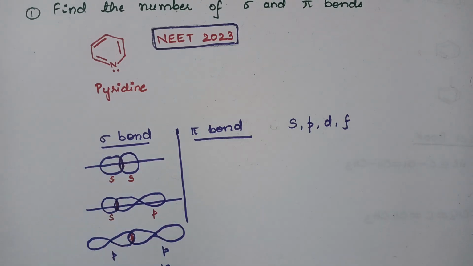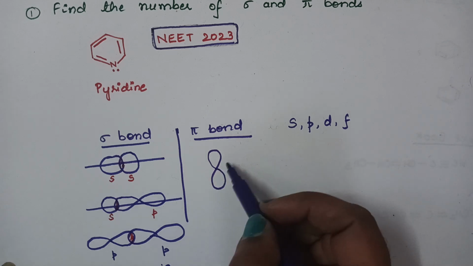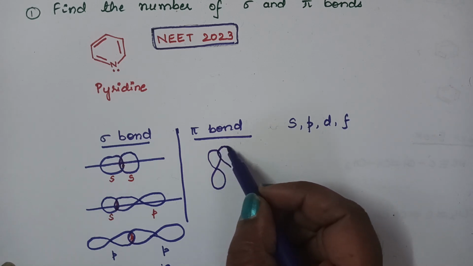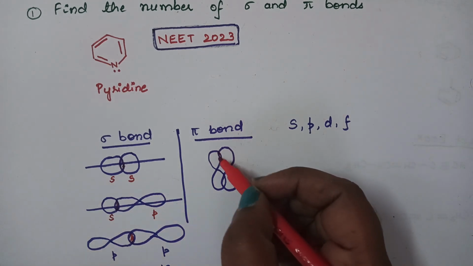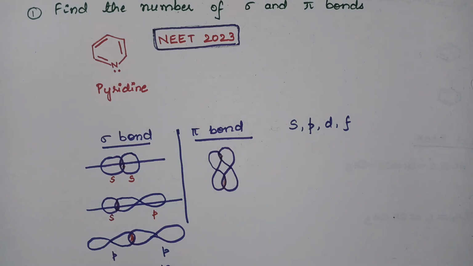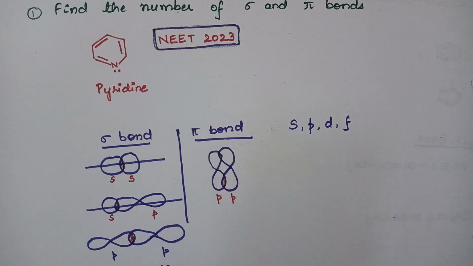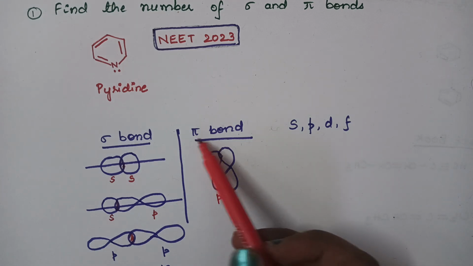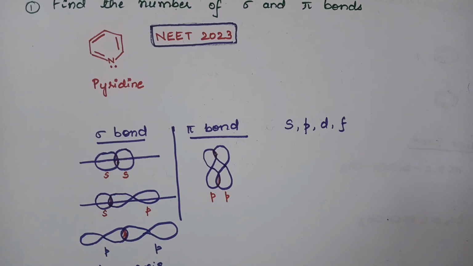Coming to the pi bond, how will a pi bond be formed? If the orbitals overlap sidewise. You can see this is the overlapping of 2p orbitals. It is overlapping here sideways, and this results in the formation of a pi bond. So one p orbital overlaps with another p orbital sideways, and this results in the formation of a pi bond. This is the difference between sigma bond and pi bond.